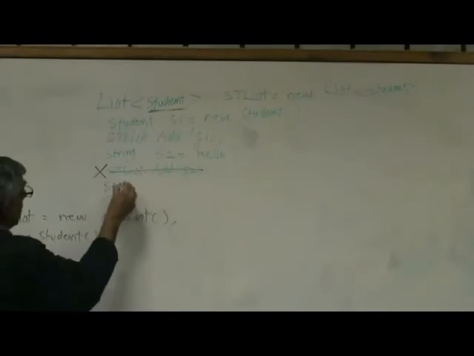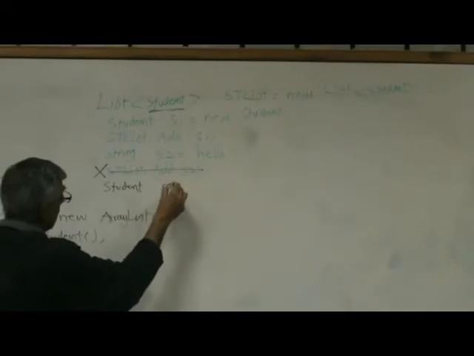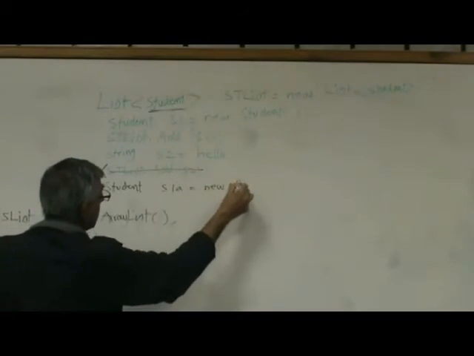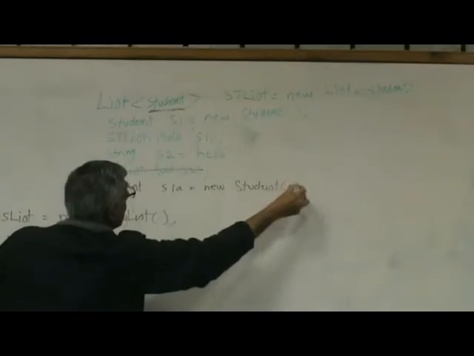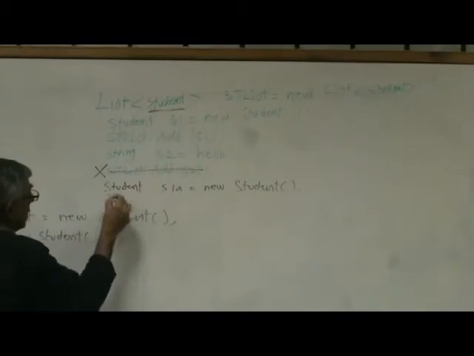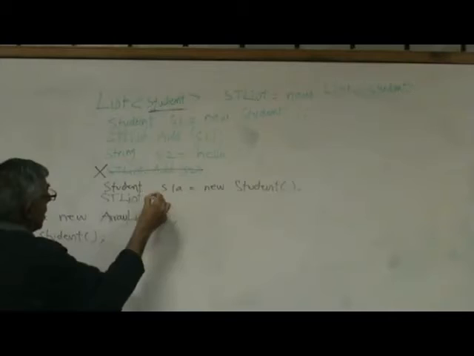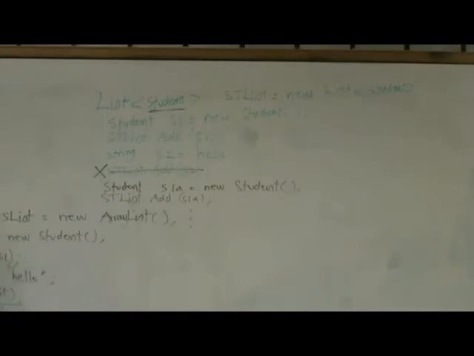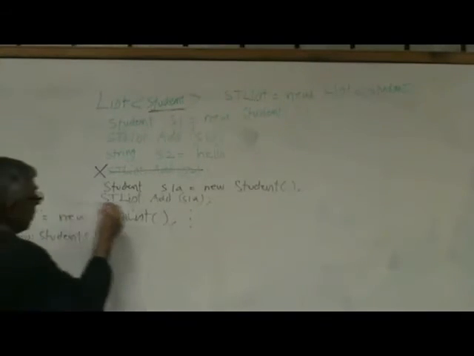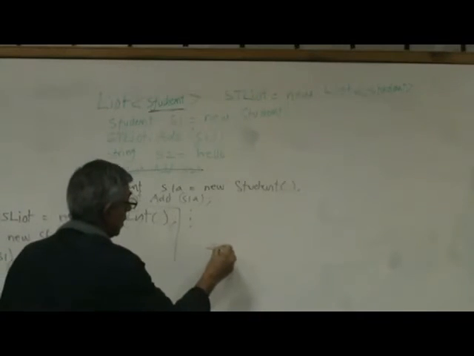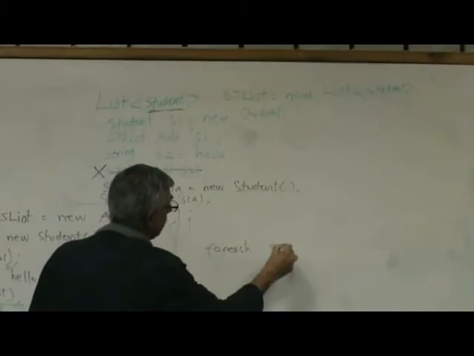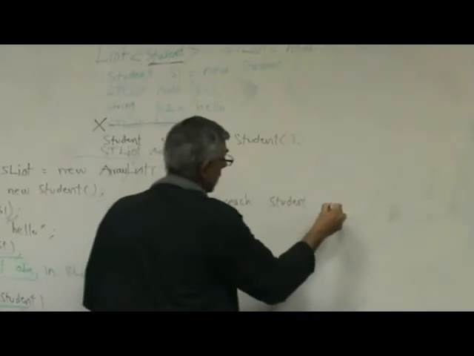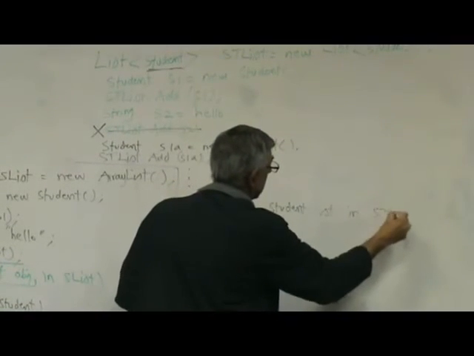The only things that we can add are other students. So we can create Student s1a equal to new Student, and add stList.Add(s1a) as an example, and so on. So how will we write the foreach loop now? The foreach loop will now be written as foreach. Now can we write Student st in stList?